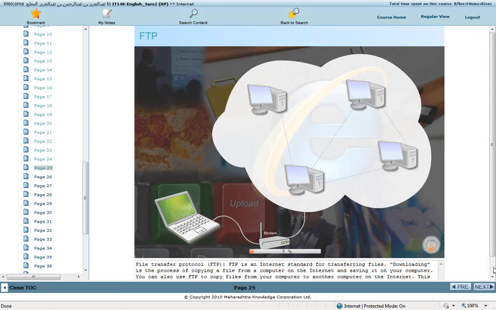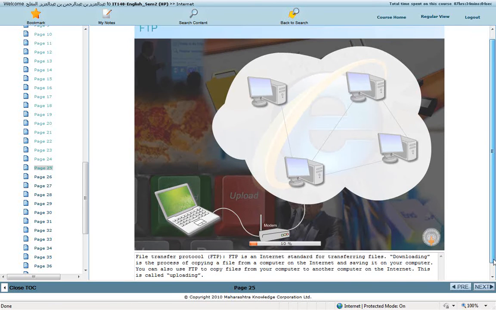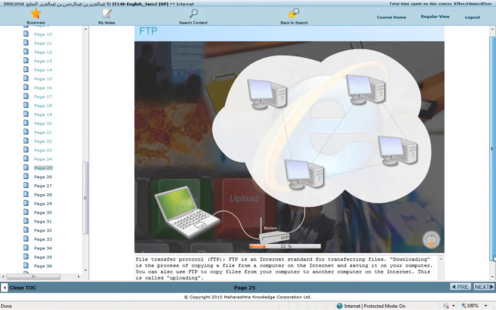File Transfer Protocol, FTP. FTP is an internet standard for transferring files. Downloading is the process of copying a file from a computer on the internet and saving it on your computer. You can also use FTP to copy files from your computer to another computer on the internet. This is called uploading.